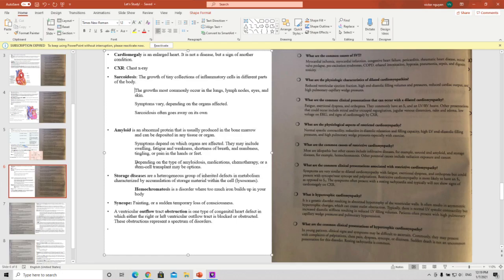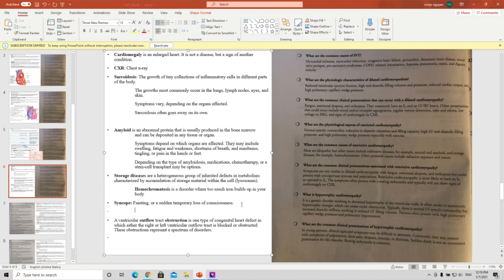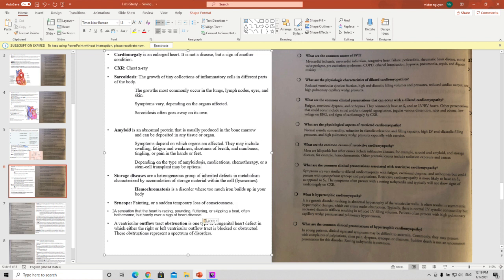I should probably write that down. Storage disease, blah, blah, blah. Where was I? That's gonna be outflow tract obstruction. Okay. I think I'm here. Palpitations.